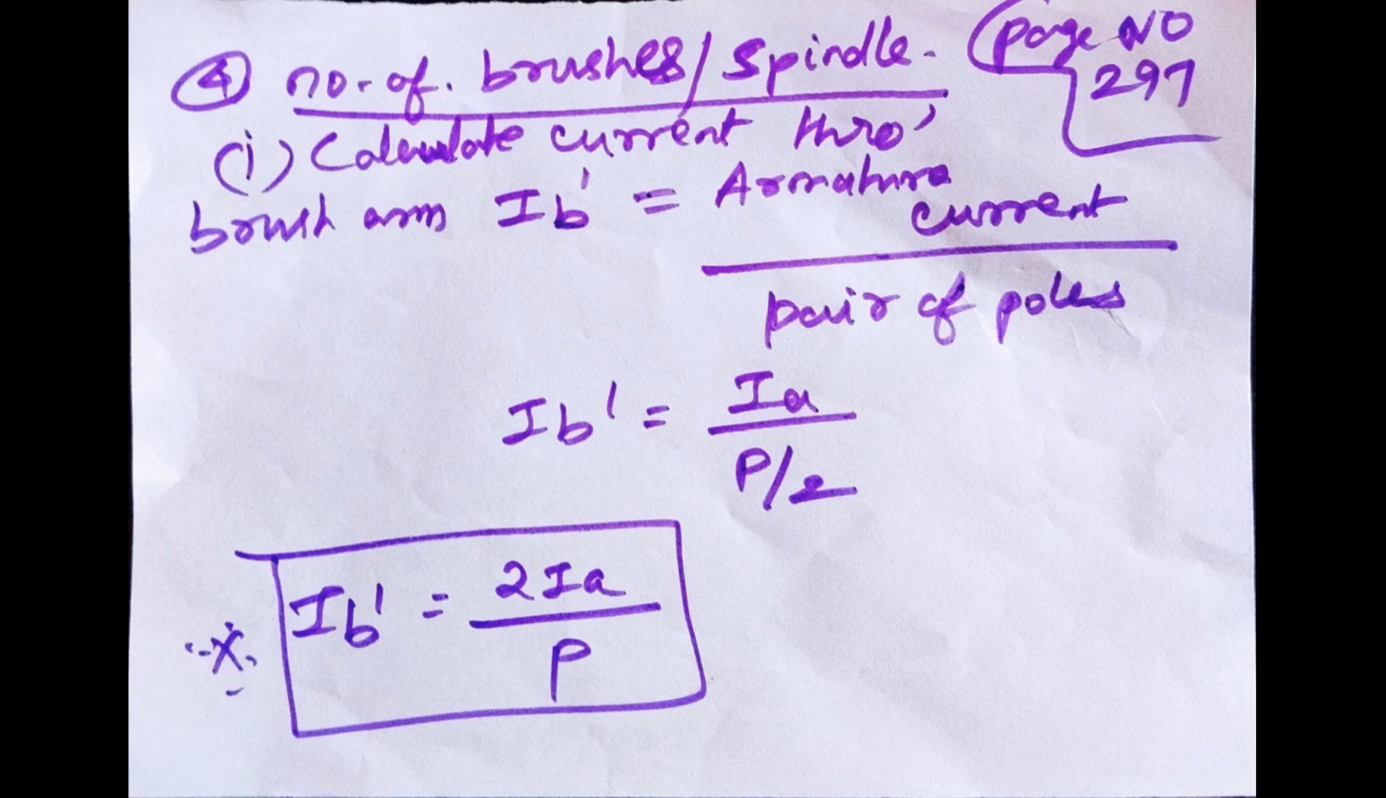Third step, third point: brush width is equal to 12.5 to 16 millimeter for small machines. WB is equal to area divided by thickness. 20 to 25 millimeter for medium, 30 to 40 millimeter for large machines.